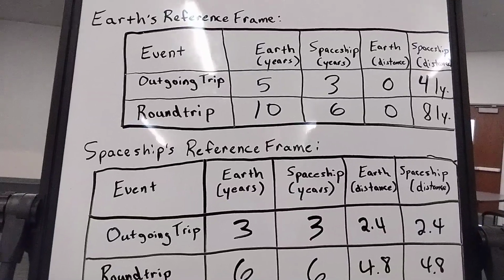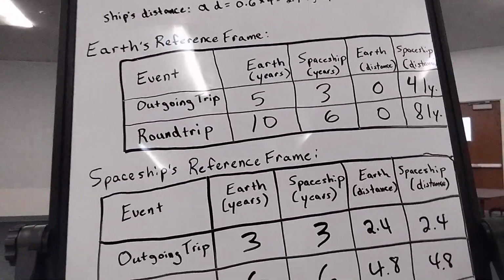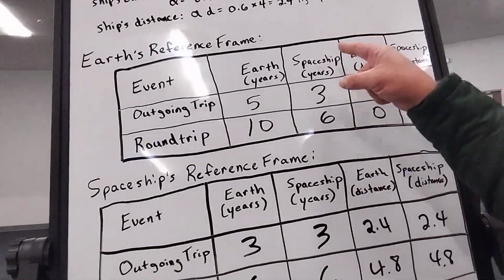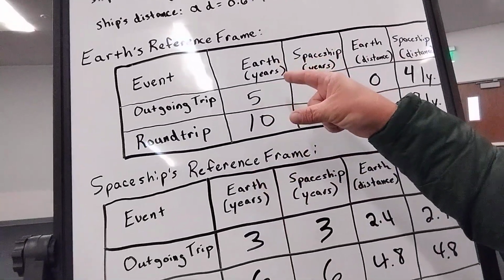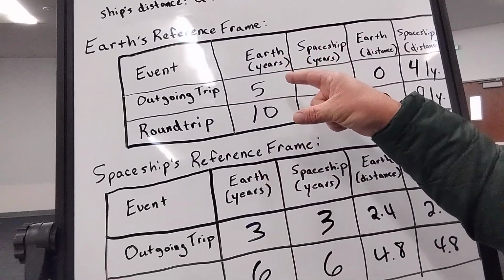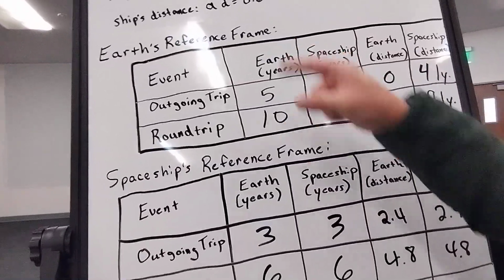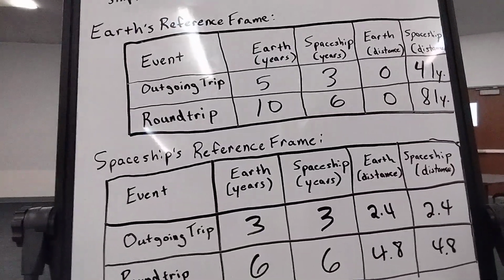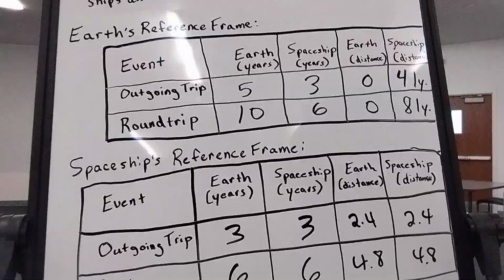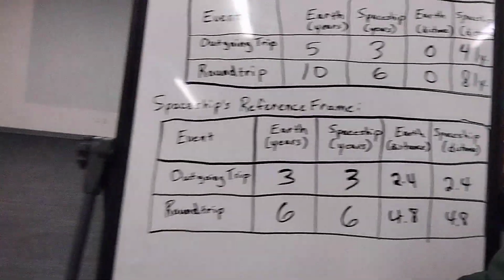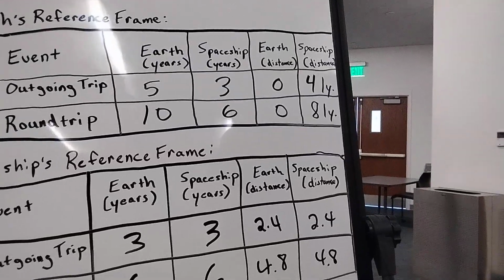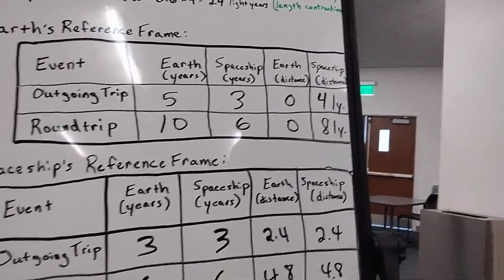So we have a paradox here. The spaceship sees the Earthbound clock as moving differently than the Earthbound's reference. Well, it is, but anyway, that's the deal.